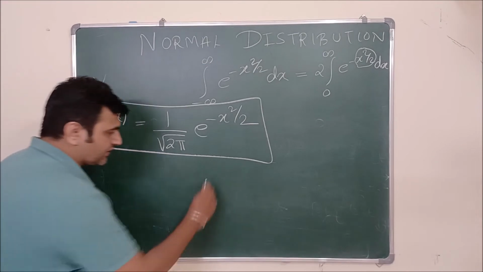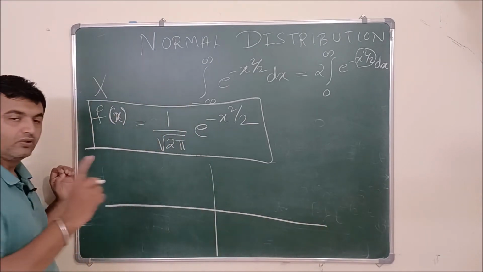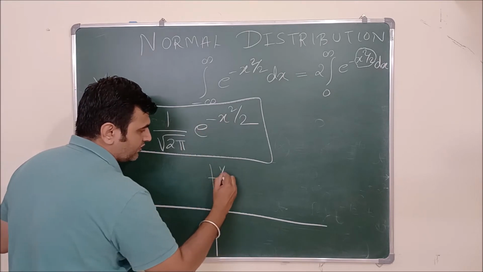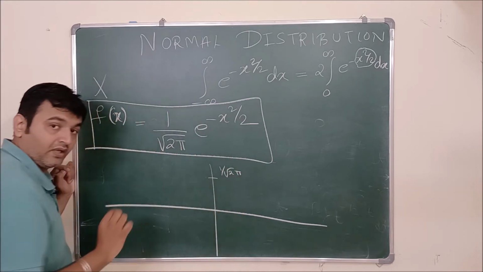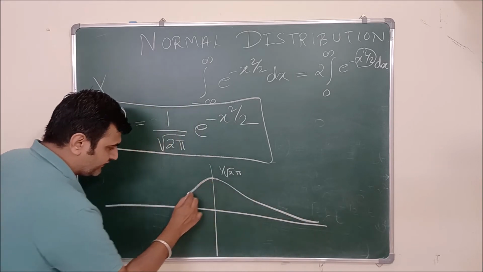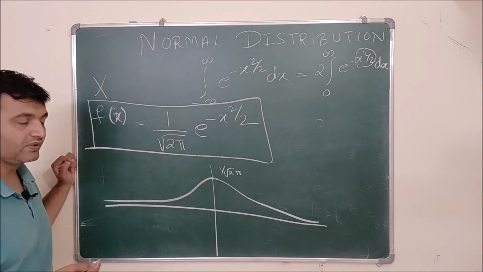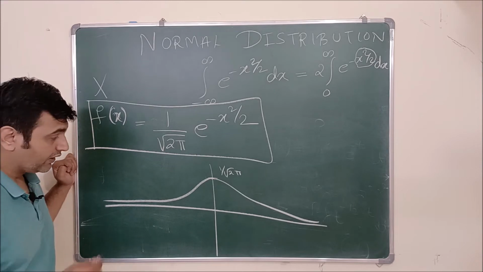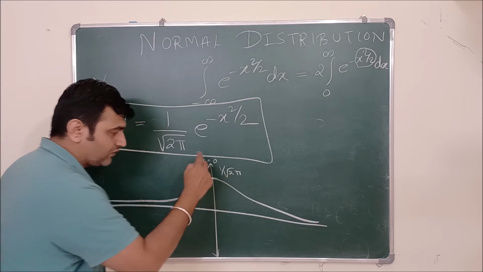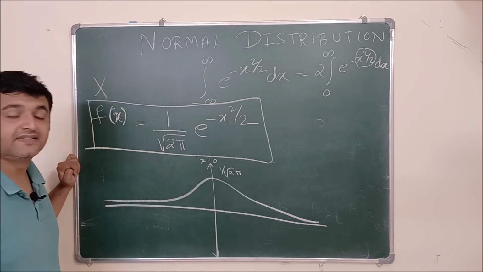Now if you try to draw the curve, what is the maximum value your function will take? When your x is 0, it is 1 upon square root of 2 pi. And when x goes to infinity and minus infinity, this will approach 0. So you are getting a bell-shaped curve. Here you can observe the graph is symmetric about the x equal to 0 line.